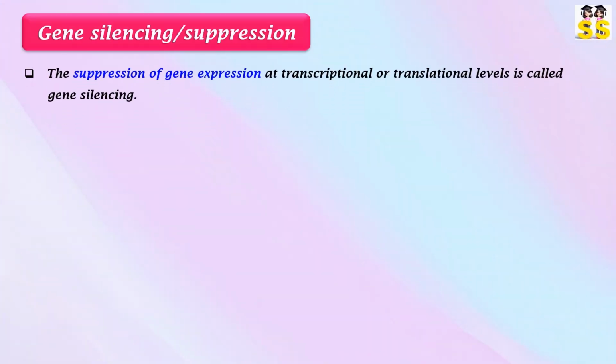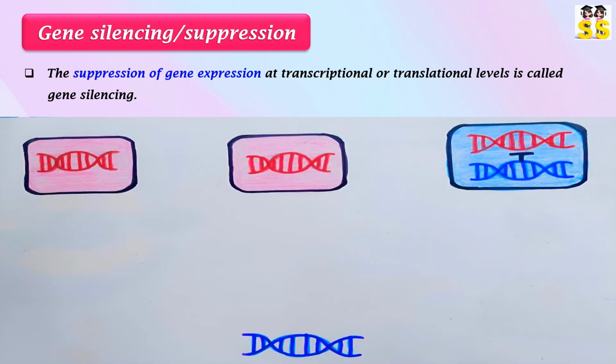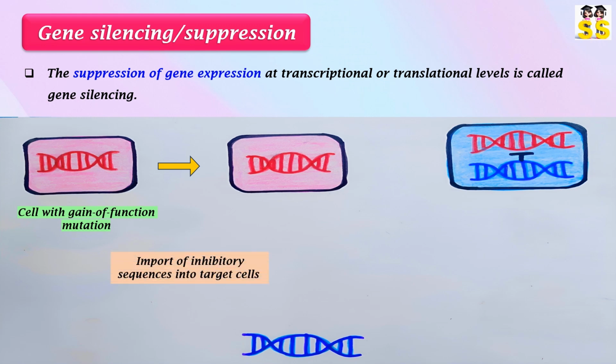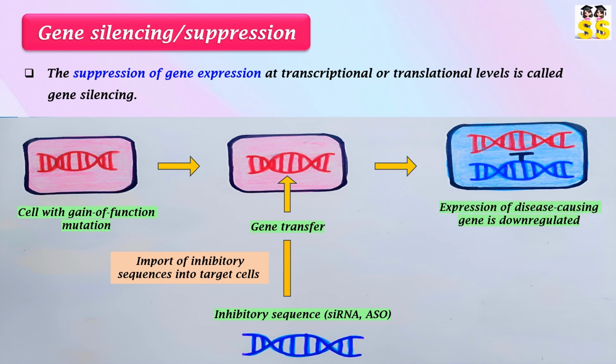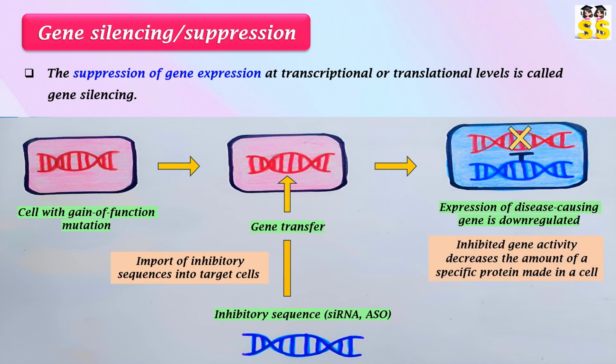Gene silencing or suppression. The suppression of gene expression at transcriptional or translational levels is called gene silencing. A different approach is required when the disease is caused by gain-of-function defects. Gene suppression is achieved by the import of inhibitory sequences into the target cells. The expression of the disease-causing gene is downregulated, and subsequently, the amount of a specific protein made in a cell is decreased.